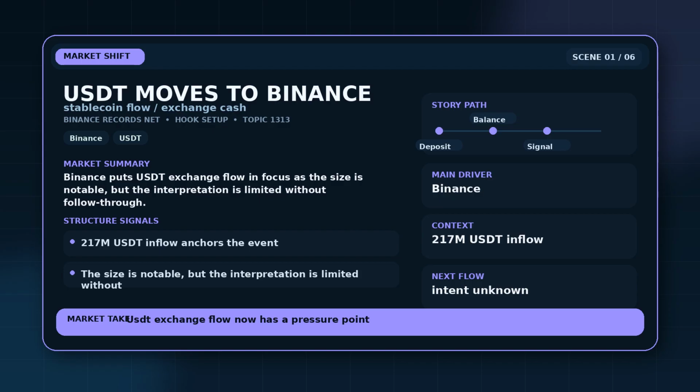That is why the first read should stay close to the confirmed numbers: 217 M USDT inflow, 24-hour window, and the immediate checkpoint around intent unknown. For a market structure story, the useful readout is how capital, liquidity, rates, or risk appetite changes after the first move. The reason to keep watching is that the next checkpoint can change the meaning of the first move.